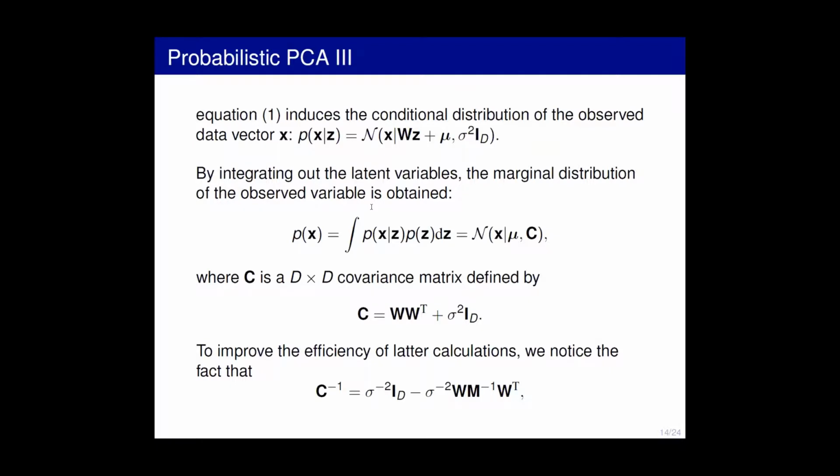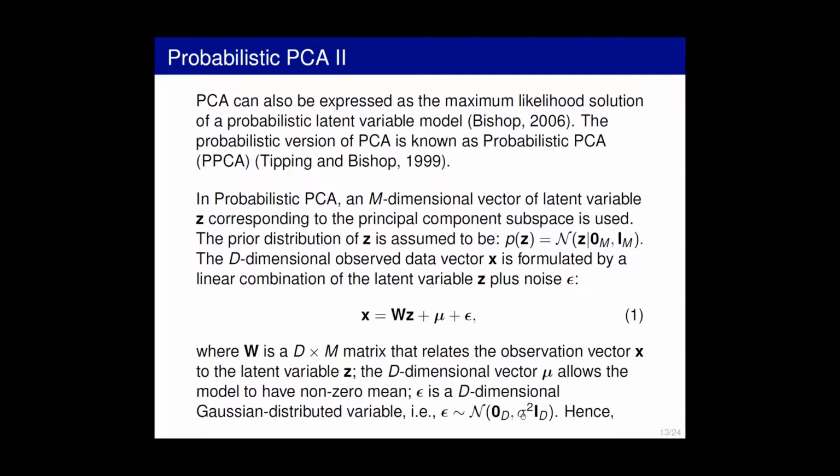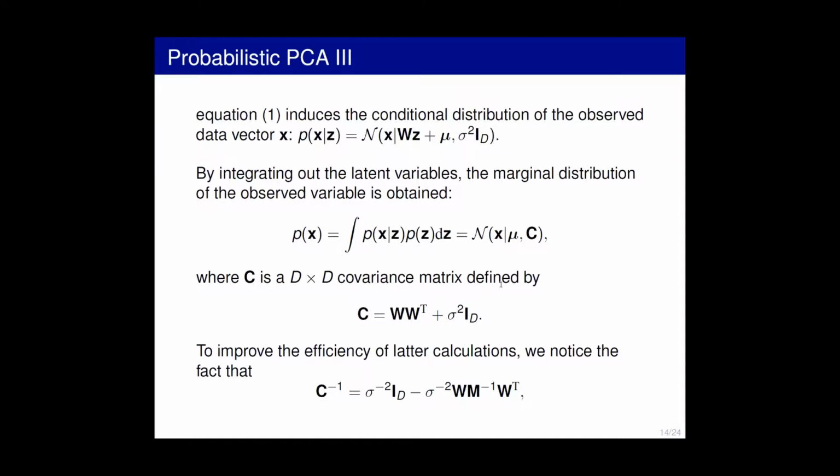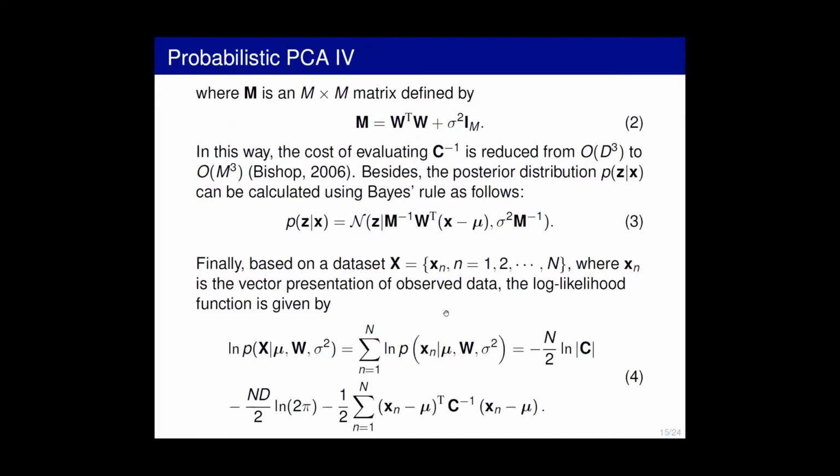Based on the Bayesian approach, we can estimate all these parameters, like W and the parameter sigma. These are the steps to do the estimation. The important function is here. The objective function is the log likelihood function. To estimate the parameters mu, W, and sigma, we have this log likelihood function, and we want to maximize it.